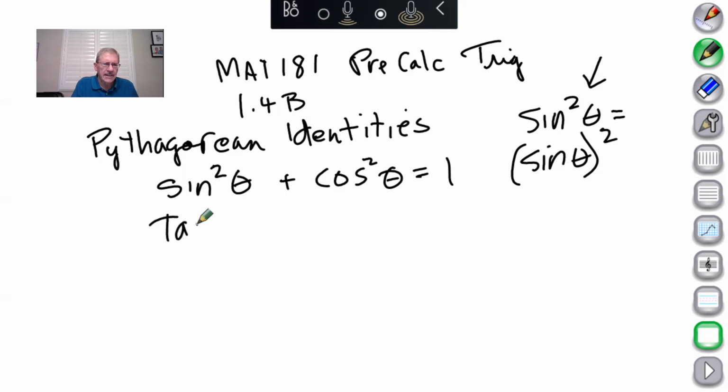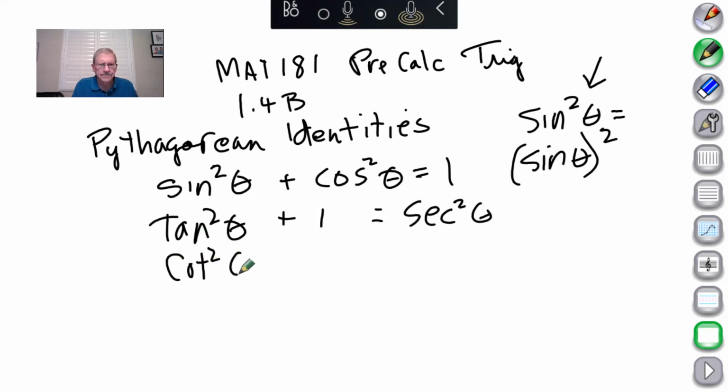Another one is tangent squared theta plus 1 equals secant squared theta. And again, you could rewrite this by moving the tangent to the other side and say 1 equals secant squared theta minus tangent squared theta. You could write it like that. And another one would be cotangent squared theta plus 1 equals cosecant squared theta.